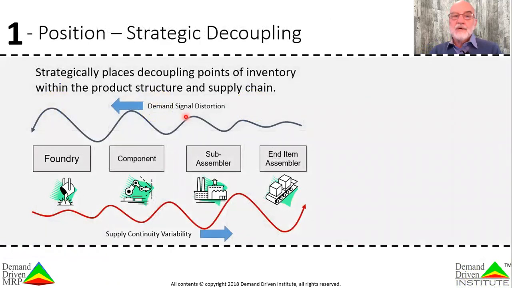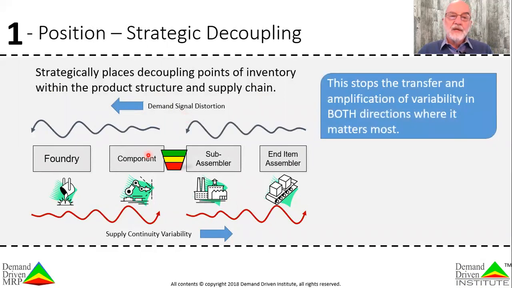So if we look at the first component of DDMRP, it's about strategic decoupling. And if we go back to our supply chain that we looked at earlier, if we decide to buffer stock at this particular point in the supply chain, what happens is that demand signal distortion and amplification stops dead when we hit the buffer. Yes, it starts up again. And the same thing happens as we come down with the supply continuity variability. As soon as it hits that buffer, it stops and it carries on again until it hits the next buffer.